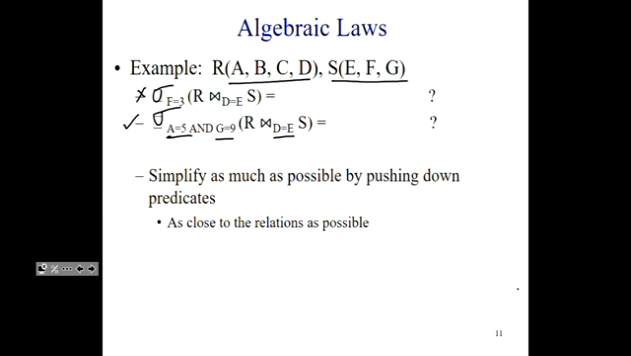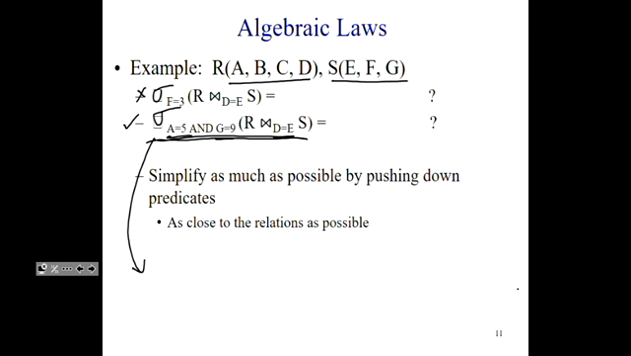And what I want to do is to simplify this as much as possible by pushing down the predicates. I want to push down the predicates to as close to the relations as possible. And why we want to do that, I'll get to in a little bit. Okay, so let's say I want to simplify this expression. So how would I do this? Any suggestions on what I might do to start?